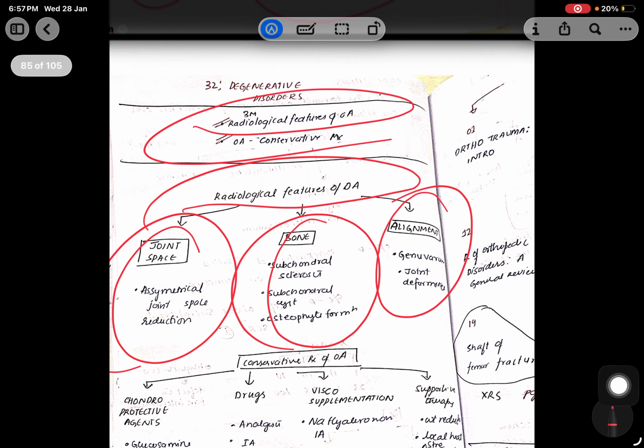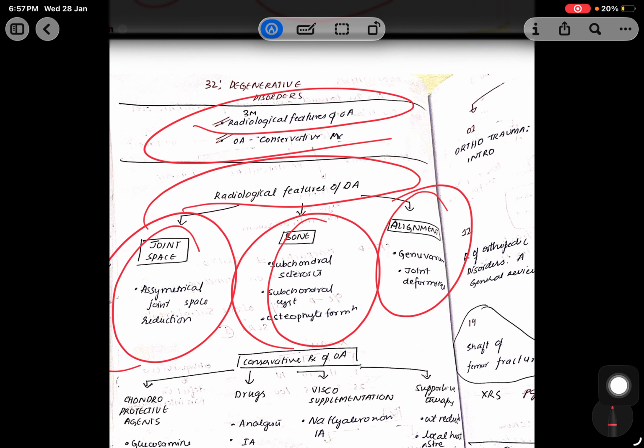What happens in joint space? Asymmetrical joint space reduction. Symmetrical joint space reduction is seen in RA. And again, because of this, you will have subchondral sclerosis. So what does it mean? So this is the synovium. Whenever there is damage to the cartilage, another bone gets deposited here, so that causes subchondral sclerosis, and this might get leaked and you can form a cyst, that is a subchondral cyst, and obviously osteophytes can be formed.